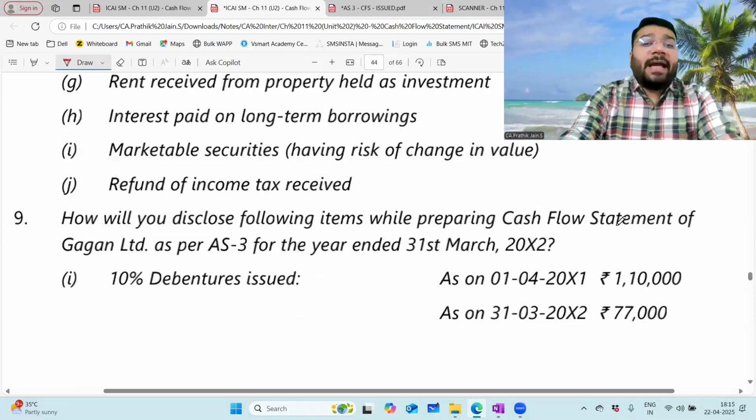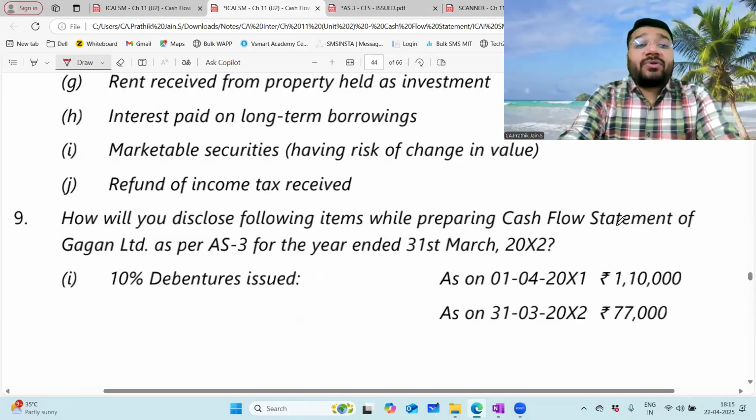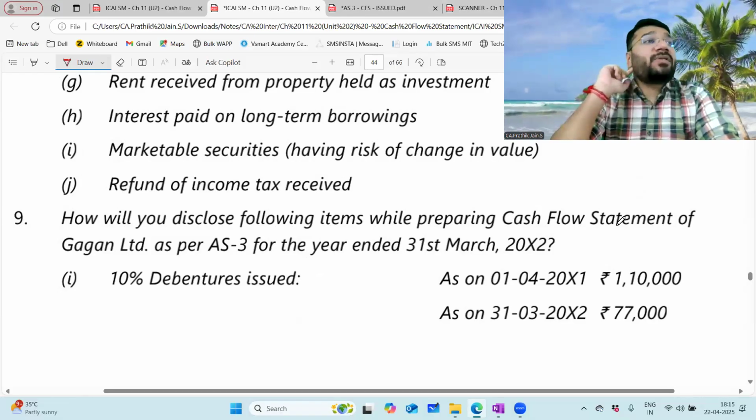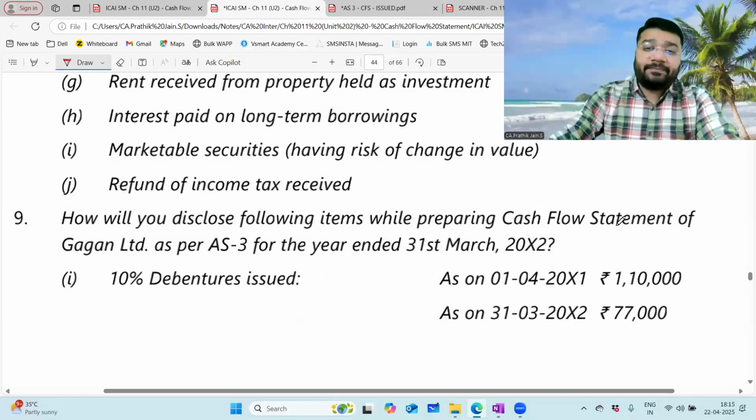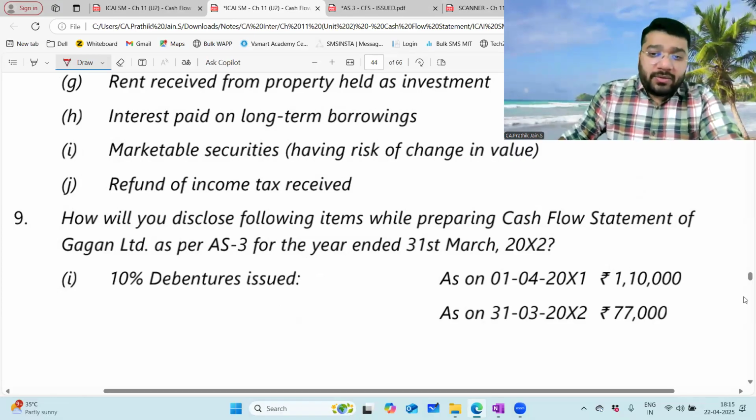How will you disclose following items while preparing cash flow statement of Gagan Limited as per AS3 for the year ended 31st March 2002? So this is question of which financial year? 2001, 2002. Okay.